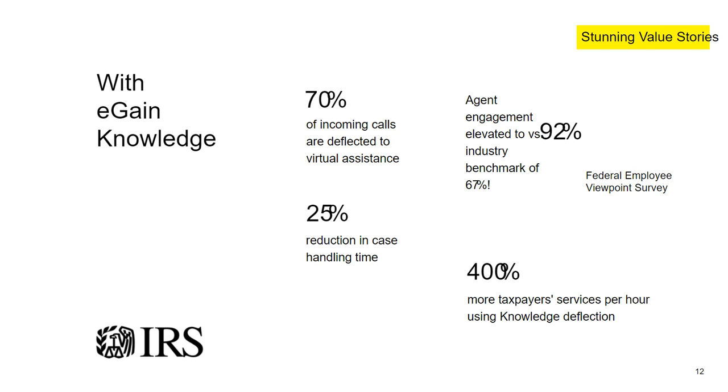Also, they saw a 25% reduction in the amount of time required to handle each issue from every customer. And now you've got 4x, 400%, is that 5x? Yeah, 5x more taxpayer services per hour using knowledge as compared to what they were doing before. Those are huge changes, especially at the scale that the IRS operates.